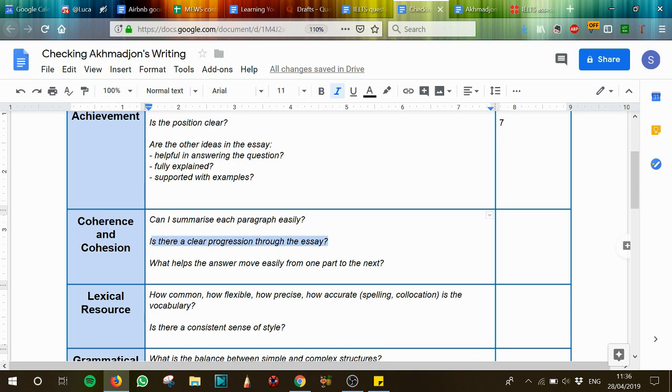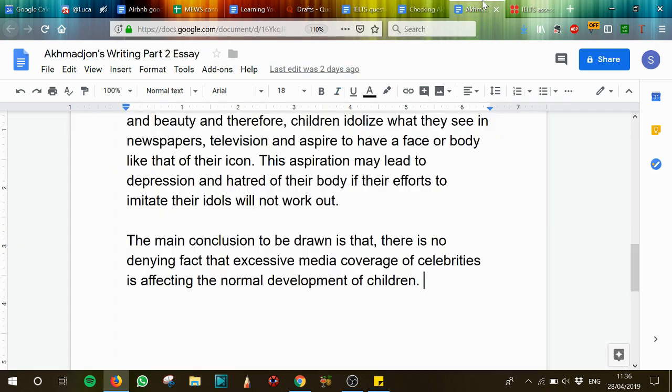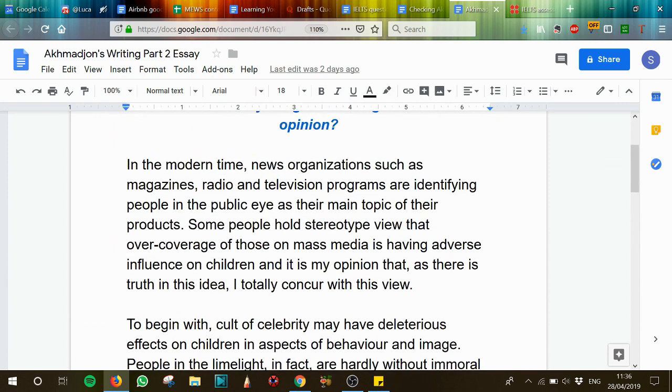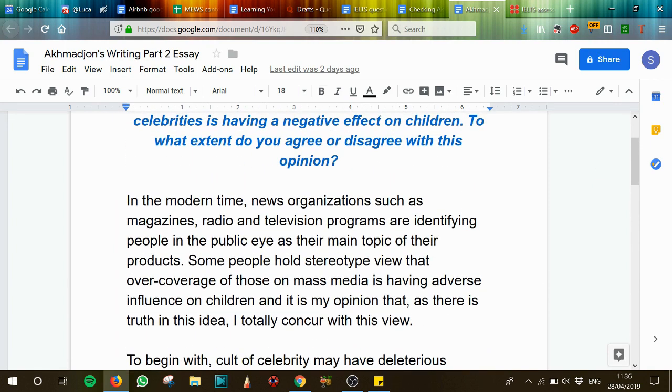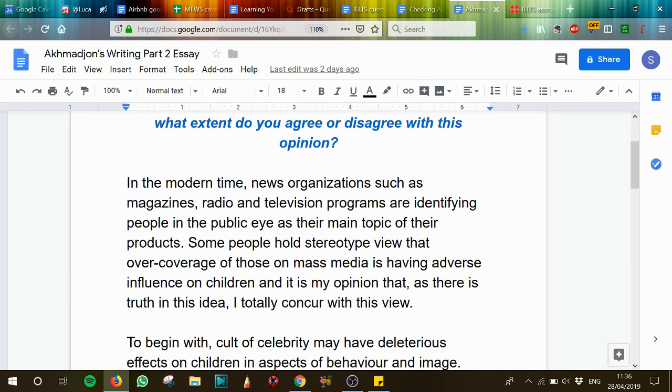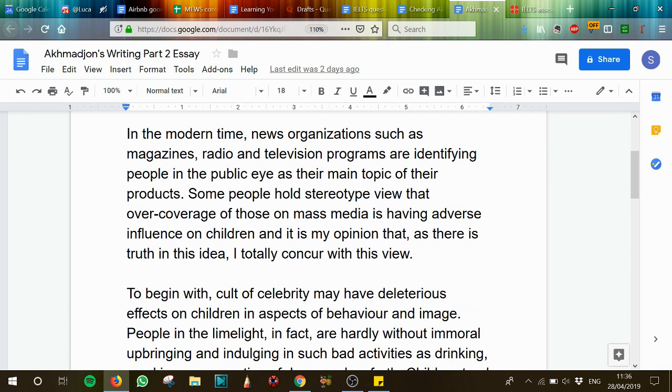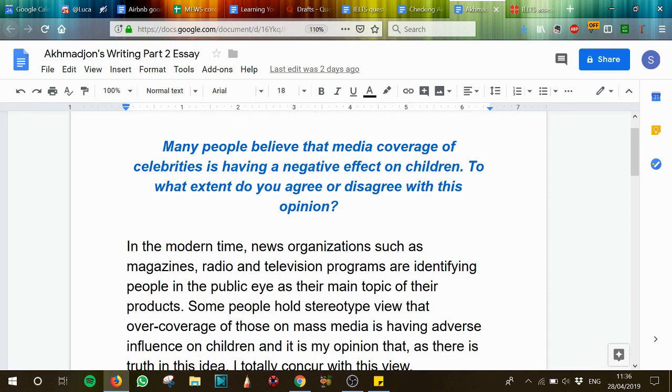Secondly, I want to know, is there a clear progression through the essay? Now this means that one idea naturally leads to the next idea. And I think that to some extent this is true in this essay, but maybe it could be a little bit clearer. When I mean a clear progression, that means that you have reasons that lead to small conclusions and several small conclusions that lead to a big main conclusion.